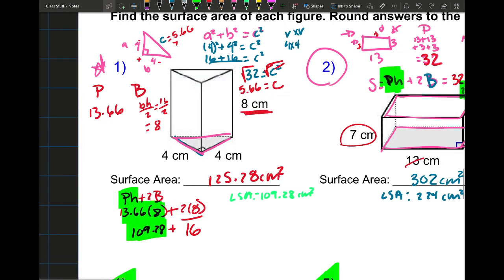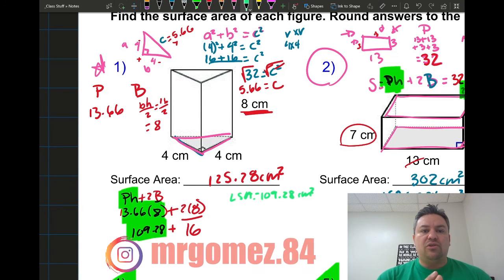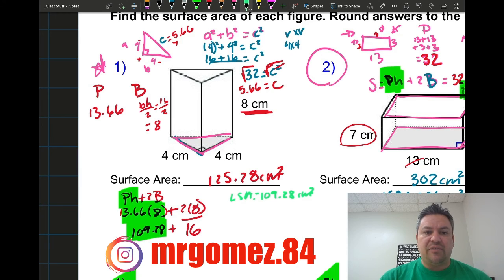So whenever you're taking a test, do you think you're going to get a problem like this, where you need to find the missing length? Yep, most likely, because they're testing you on different areas of the 8th grade material. So make sure that you know how to do the Pythagorean theorem. Again, it's going to be very simple. All you have to do is find the missing length. In this case, we're looking for C, and that was the end of it. The rest of the process for surface area is the same as before.